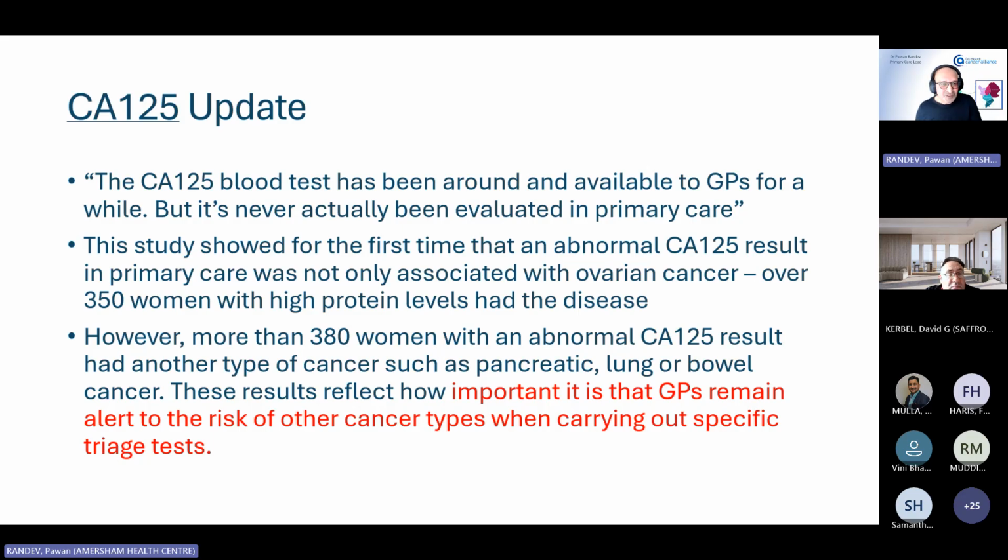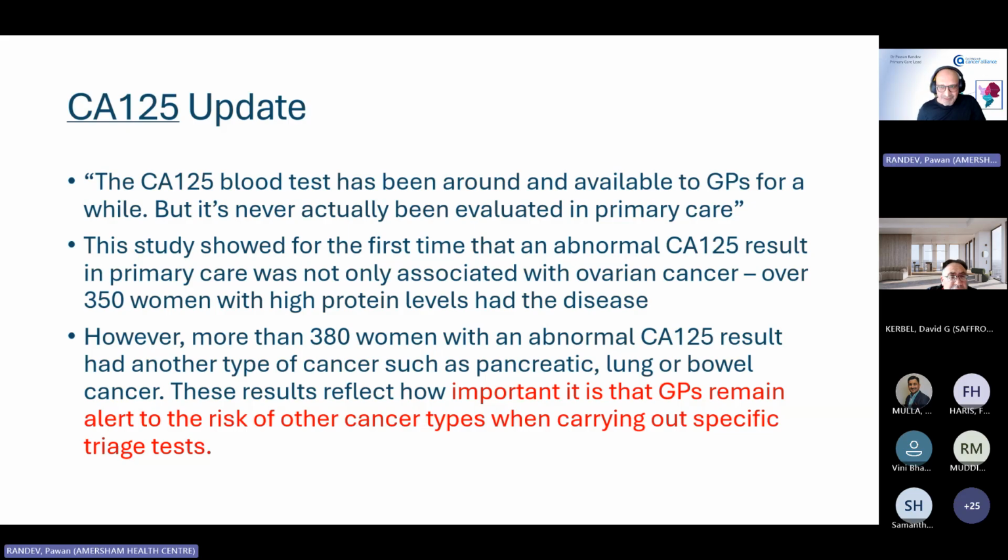So the CA125 has been around a while. Has it been evaluated in primary care? Well, not until this particular bit of research. And this study showed for the first time that if you have an abnormal CA125, it doesn't only link to ovarian cancer.